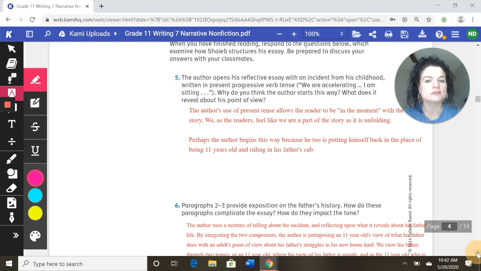So I said the author's use of present tense allows the reader to be in the moment with the story. So we, as the readers, feel like we are a part of the story as it's unfolding. And in terms of what does this reveal about his point of view, I said perhaps the author begins this way because he too is putting himself back in the place of being 11 years old and riding in his father's cab. So it's almost like we're on this journey together with him, where he is having to reflect back, think back what it was like, that incident, in his own 11 years.